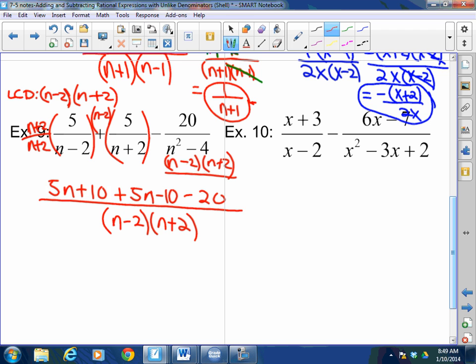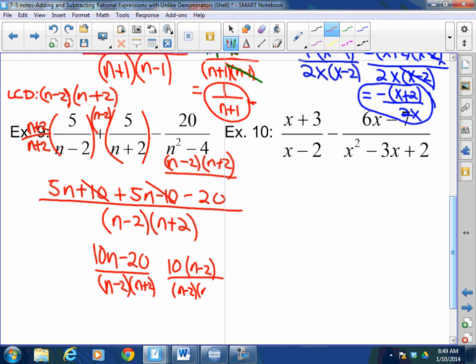Sorry, guys. A lot of mistakes. 5n plus 5n is 10n. 10 and negative 10 bye-bye, minus 20 over n minus 2 times m plus 2. Factor out a 10. I got n minus 2 over n minus 2 times m plus 2. Cancel out the n minus 2's. I'm left with 10 over n plus 2.